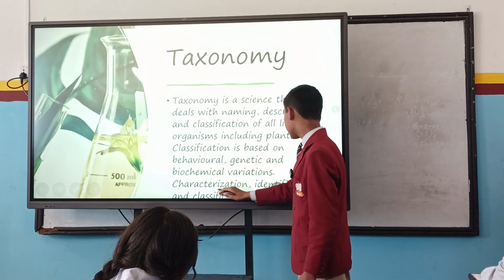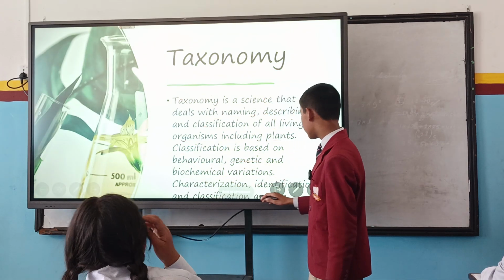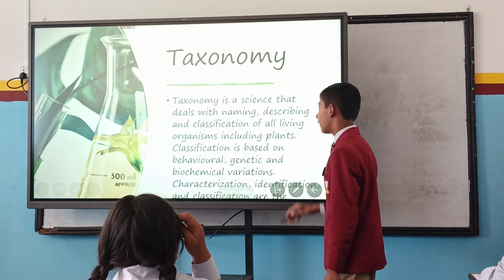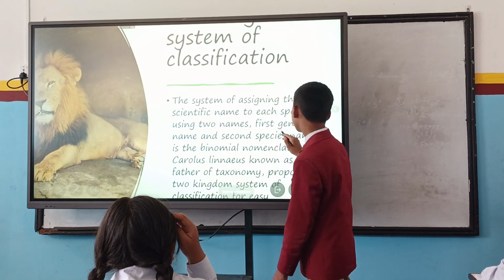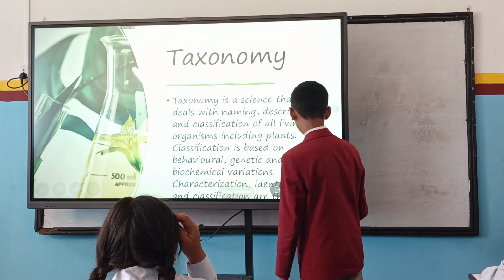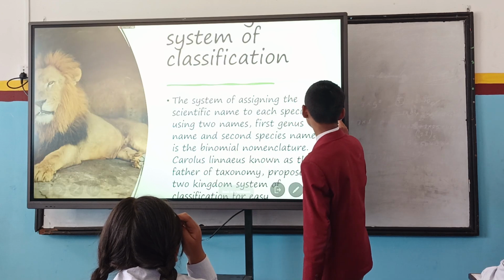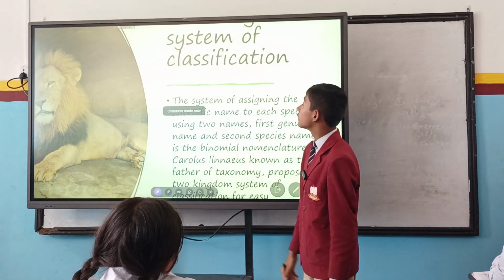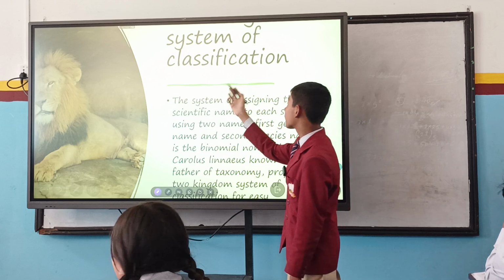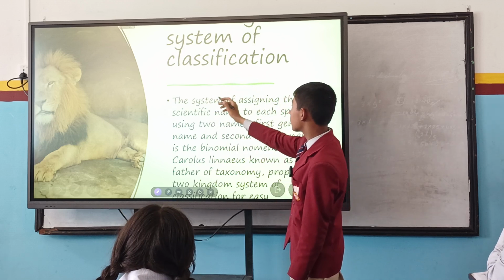and characterization, identification and classification. Maybe the slide became something wrong. What is next? There should be two kingdom system of classification.